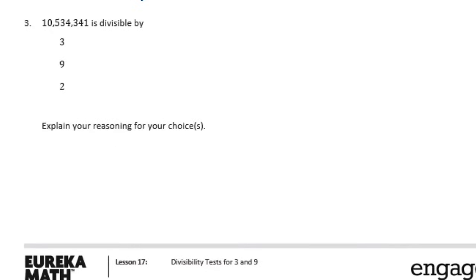Number 3, 10,534,341 is divisible by 3, 9, and 2. So I'm going to start with 2. So in order for it to be divisible by 2, the unit digit needs to be 0, 2, 4, 6, or 8. And it's not, it's 1. So it's a no for 2. I'll just go ahead and write that down. Not divisible by 2.